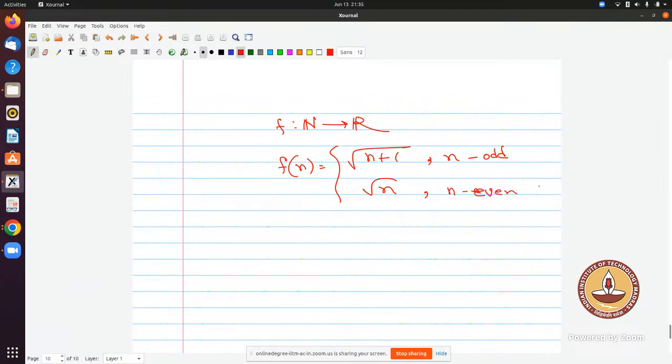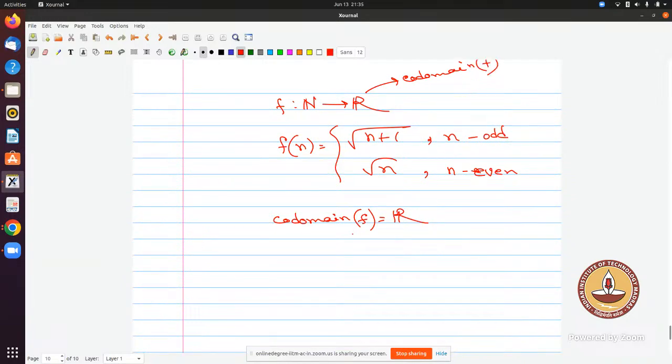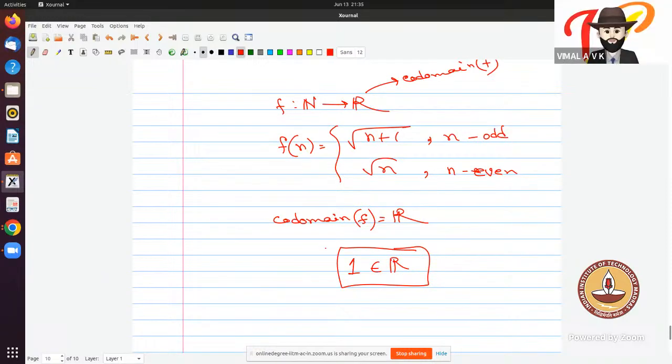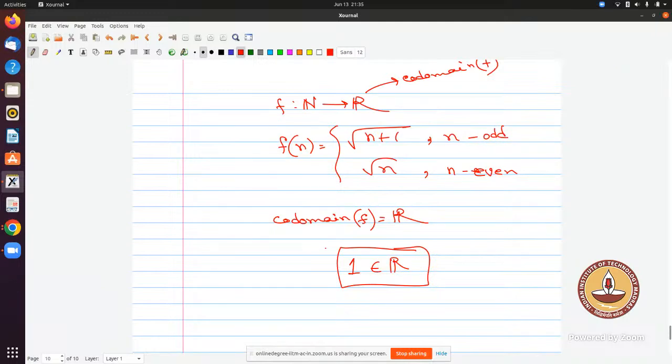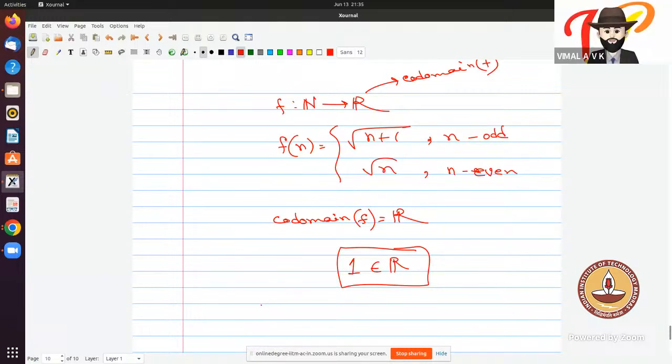Okay. Now let me explain that. What is the codomain of the function? Real numbers, you have said, right? This is the codomain. Now, if every element of the codomain has a pre-image, I mean every element of the codomain can be an output of a domain element, then we can have that. So suppose 1 is inside the real numbers, right? Can 1 be an output of this function?